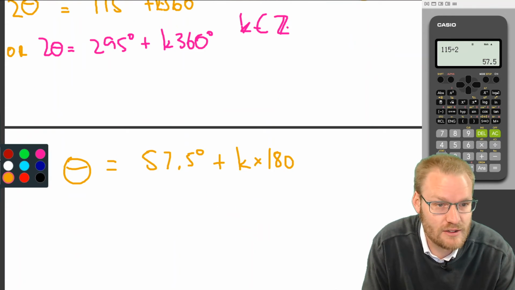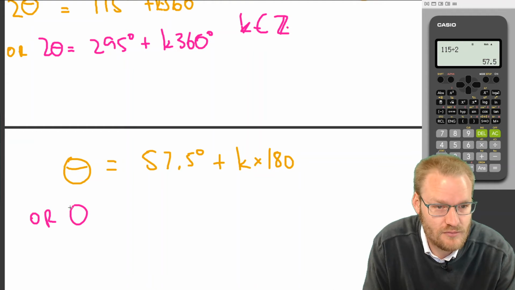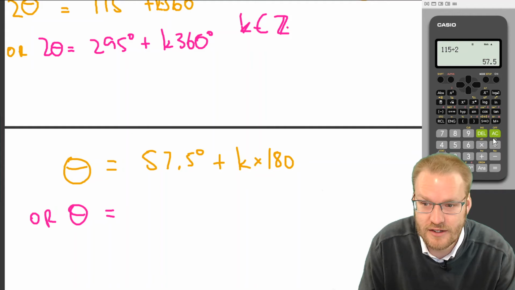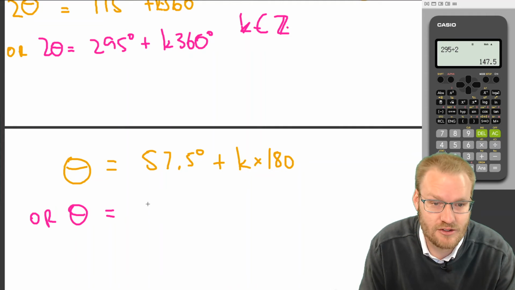Or our second solution, theta equals this divided by 2, because we're going to divide the whole side by 2. 295 divided by 2 is 147.5.